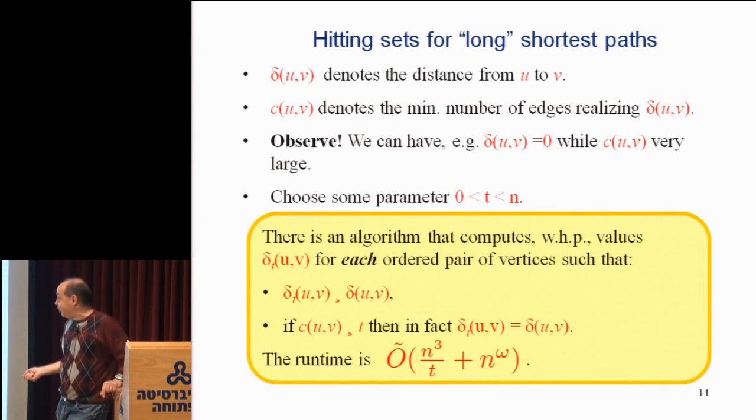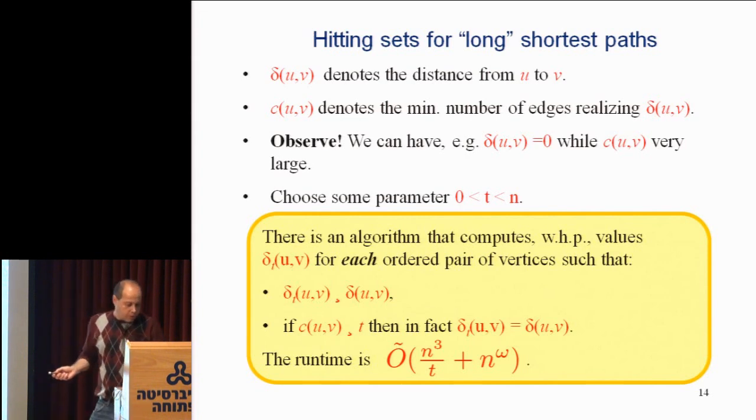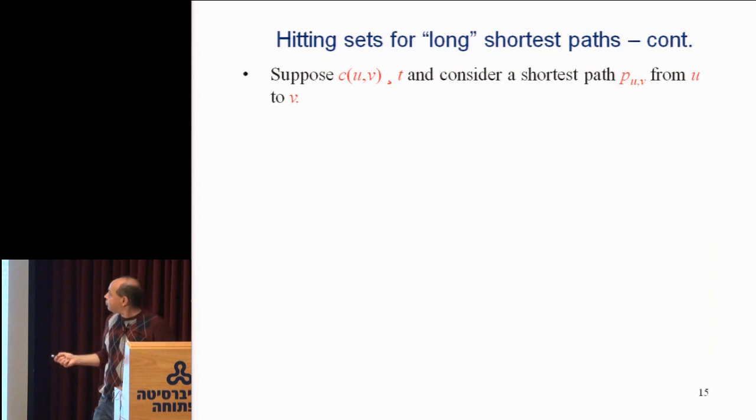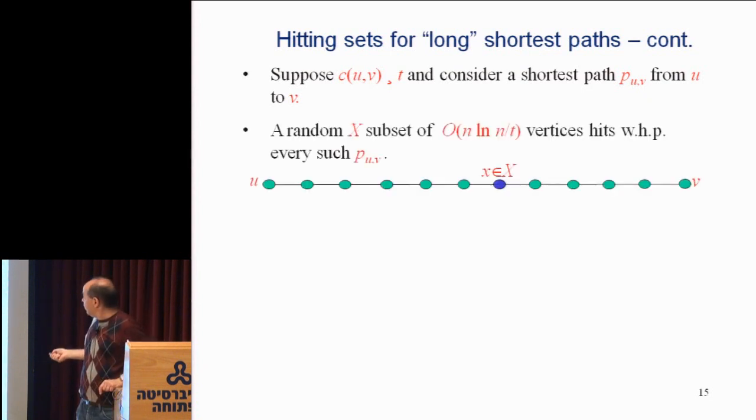We'll do it in time, which is roughly n cubed divided by this threshold, t, plus something negligible. This would be negligible compared to matrix multiplication time. OK, so here is how we do it. Suppose indeed that the count C_UV is greater or equal to t. And consider in your mind, not by the algorithm, for the sake of the proof, some shortest path from u to v, P_UV. We know that this path has C_UV edges, so it has at least t edges.